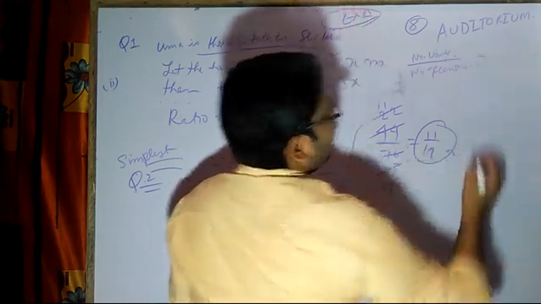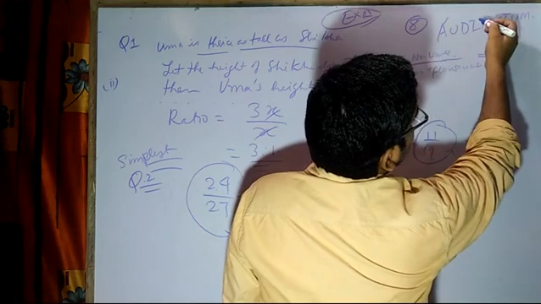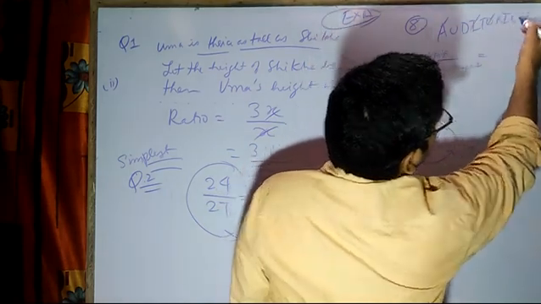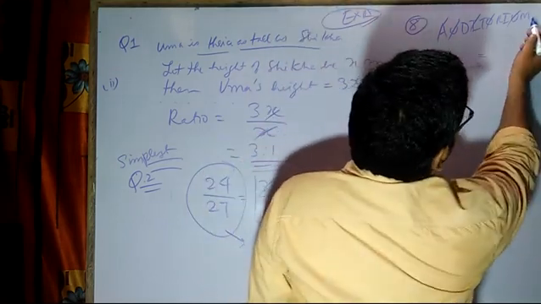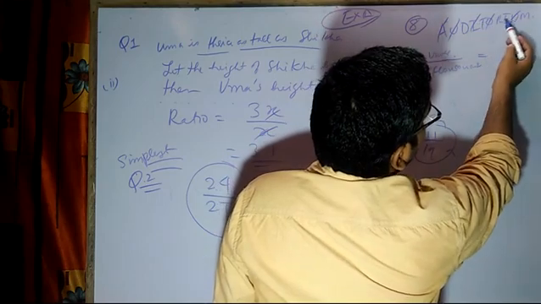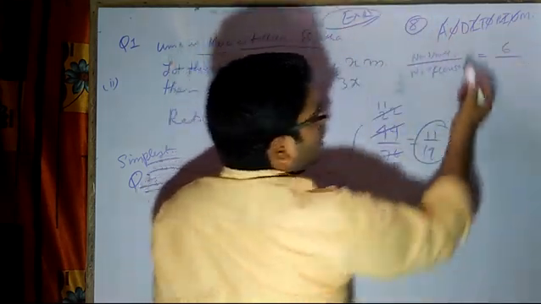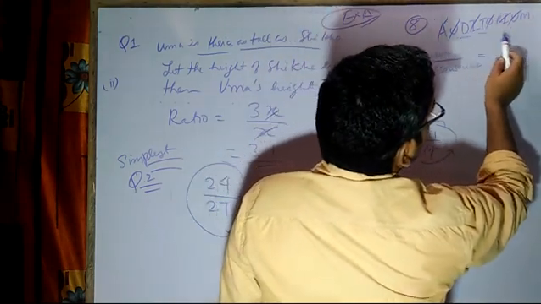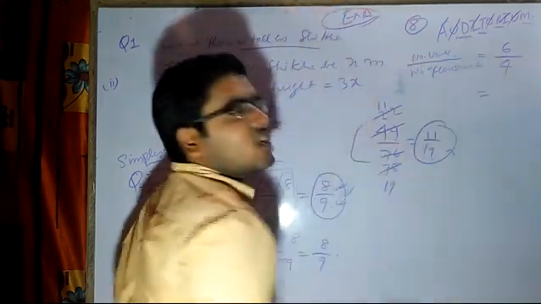That means how many vowels are there? First let us count. A, E, I, O, U. These are 4. Then again one vowel U. Then do we have any other? No. 1, 2, 3, 4, 5, 6. So there are 6 vowels. How many consonants are there? 1, 2, 3, 4. So 6 upon 4. This is not in the simplest form.